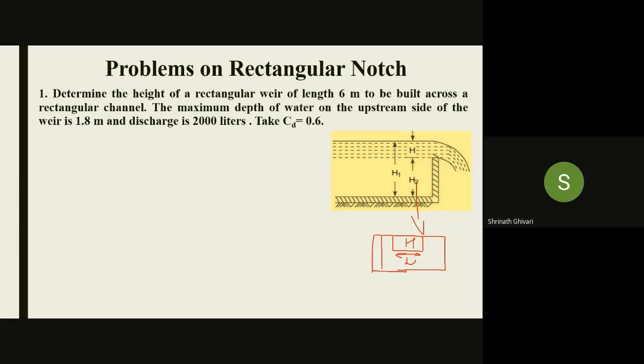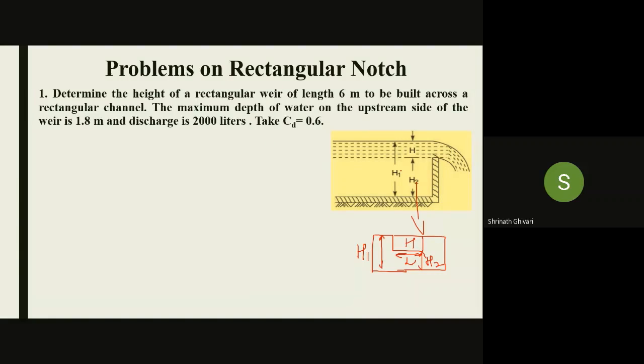Maximum depth of water is H1, this H1 is 1.8. Now he is telling you to calculate H2, the height of the rectangular weir. Okay, now the question is understood, I hope.